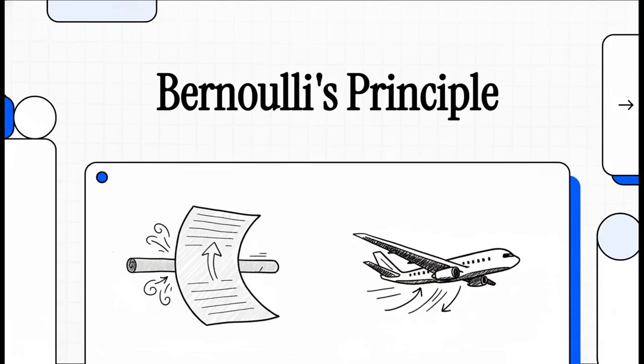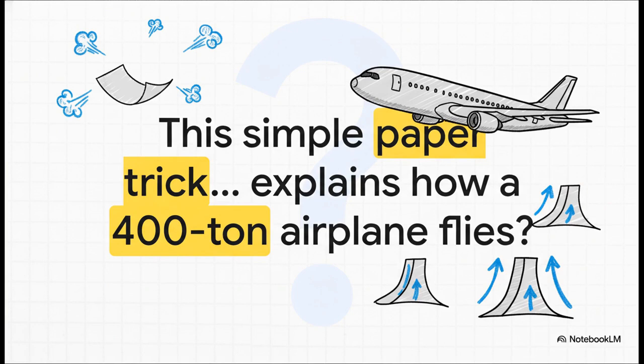Okay, you've probably seen this little trick before, right? You take a piece of paper, you blow over the top, and poof, it rises. And this is what everyone uses to explain how a massive airplane can fly. But come on, does that really seem right to you?